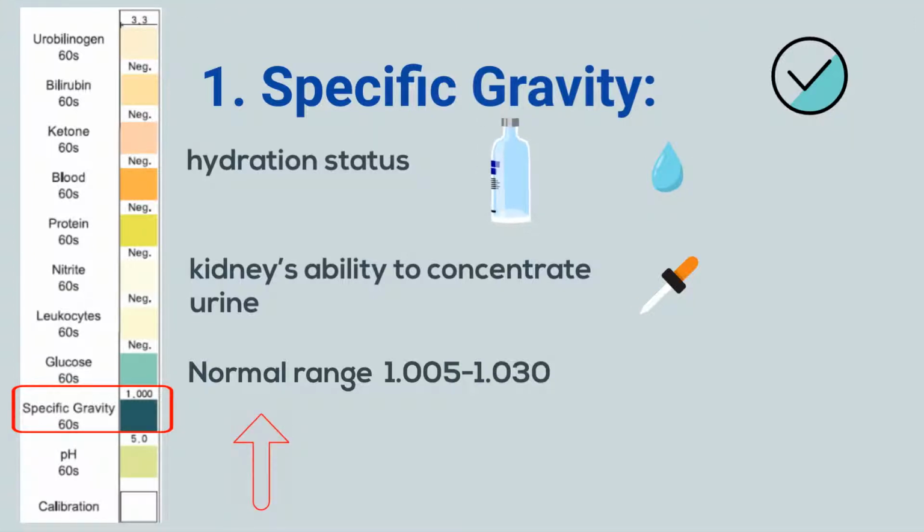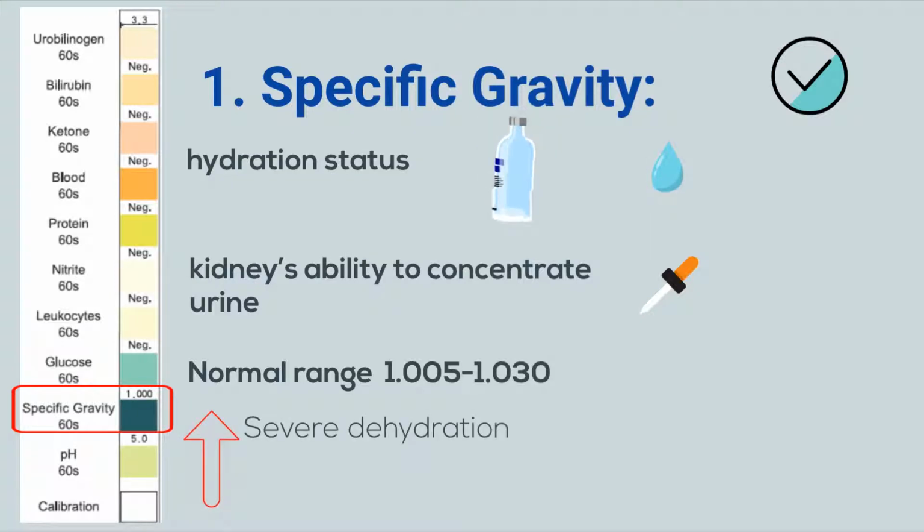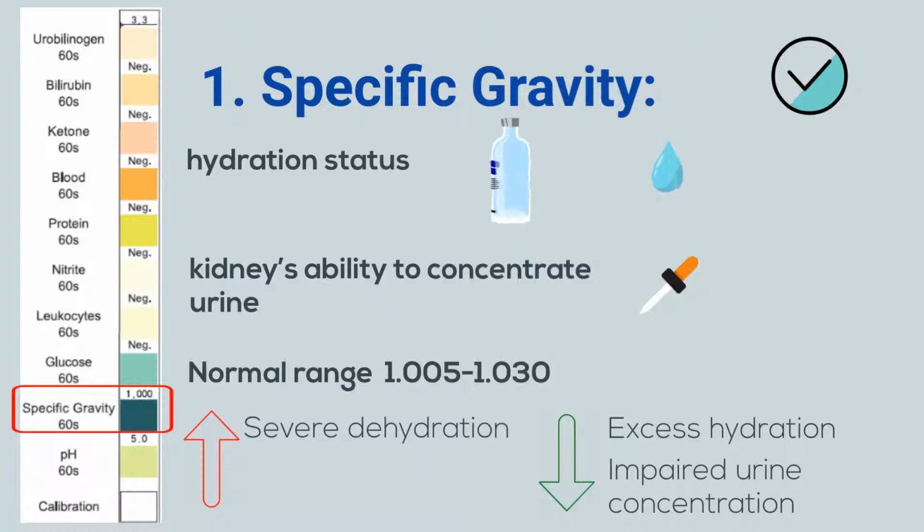A high specific gravity indicates that the patient could be dehydrated or have hypoperfusion to the kidney, such as in severe dehydration from excessive fluid loss. A low specific gravity indicates dilute urine from excess hydration or impaired urine concentration, as in diabetes insipidus, sickle cell nephropathy, and acute tubular injury.